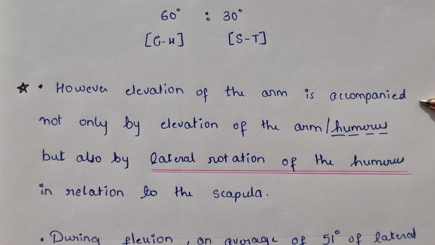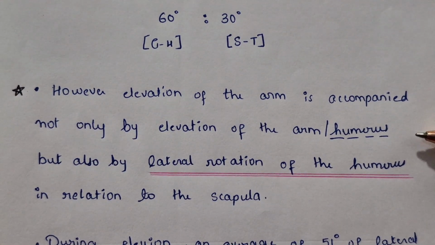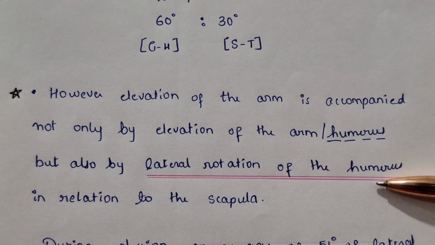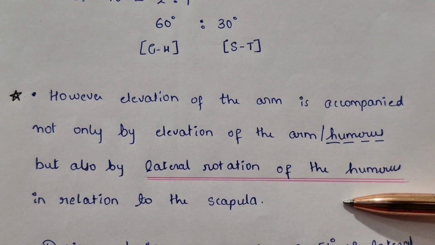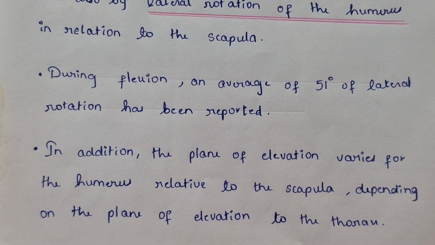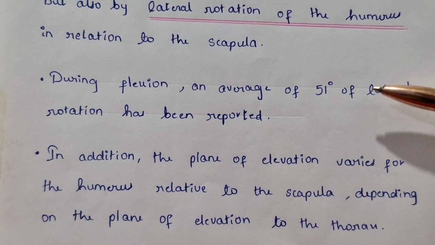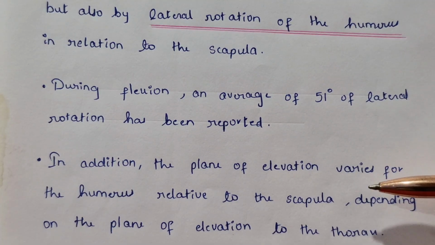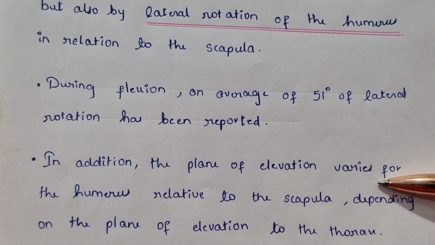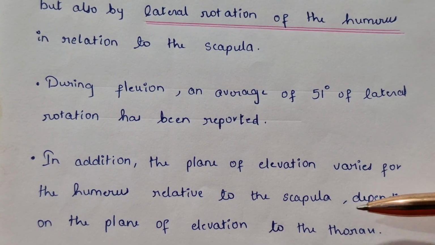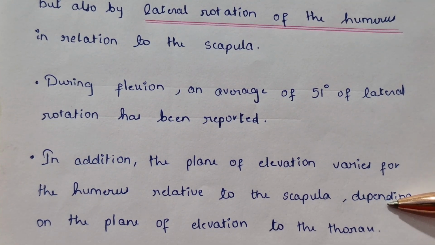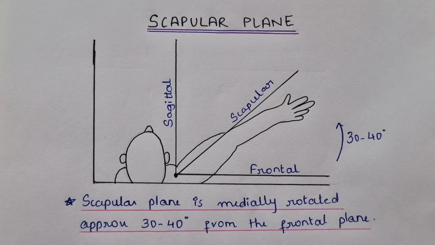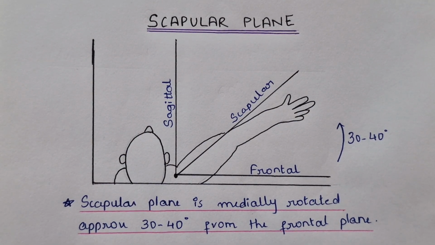Elevation of the arm is accompanied not only by the elevation of the arm or the humerus, but also by lateral rotation of the humerus in relation to the scapula. During flexion, an average of 51 degrees of lateral rotation has been reported. In addition, the plane of elevation varies for the humerus relative to the scapula depending on the plane of elevation to the thorax. First, let's understand what is the scapular plane.